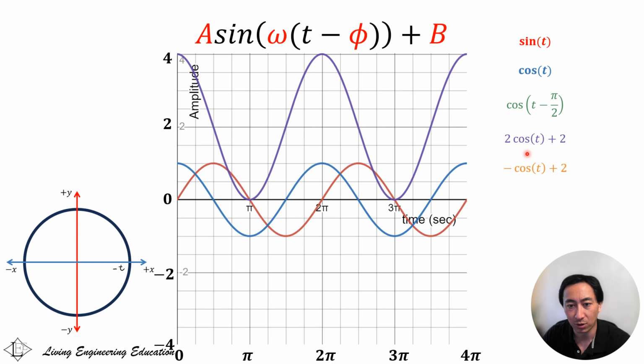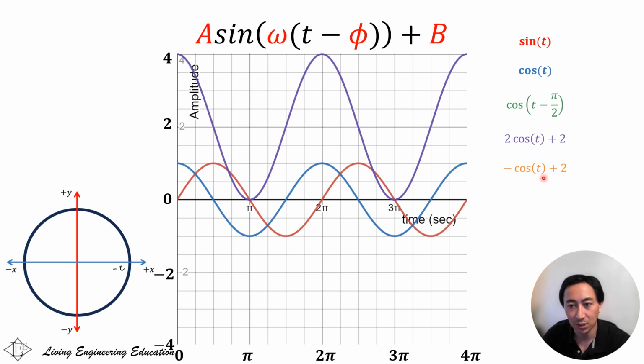Let's take a look at our next graph. 2 cosine t plus 2. So our baseline shifts by 2. Our amplitude is increased 2. So if I compare this graph to the blue graph, that's the direct comparison that I would like to make, right? The phase shift from sine is still there, right? So we have the same frequency, the shift is there.